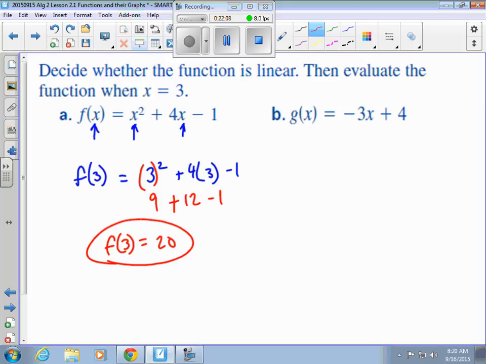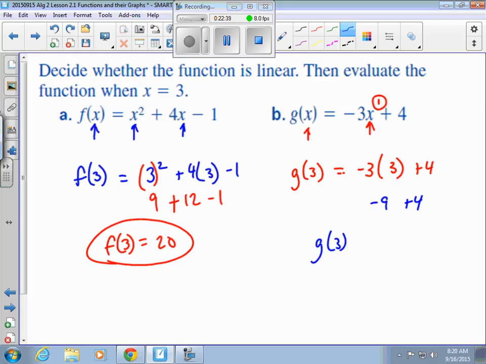Okay, when you look at this one, I'm cutting it a little short, but it shouldn't have taken you very long. g of x equals negative 3x plus 1. This x is written to the first power. That makes it a linear equation. So decide whether the function is linear. Yes, it is. So the next part says to evaluate it when x is equal to 3. So g of x is now going to become g of 3 equals negative 3 times 3 plus 4. So negative 3 times 3 is negative 9 plus 4. So g of 3 is negative 5.